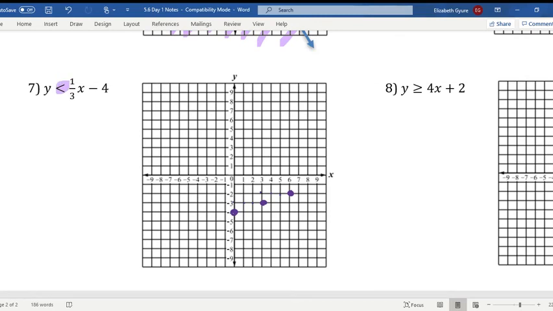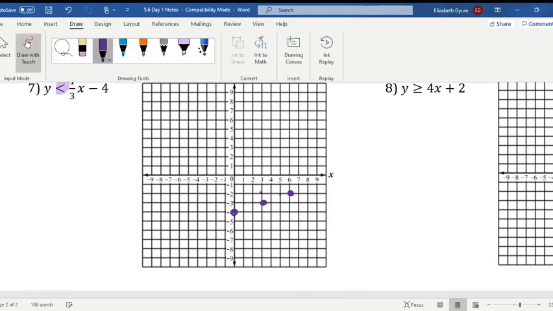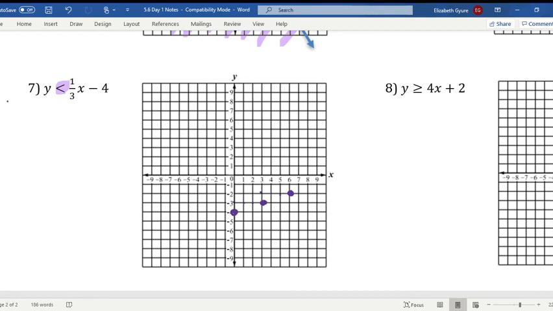So now we have this symbol here, just a regular old less than. Hayden, if it's less than, do you think we should use a solid or a dotted line? That's okay. Yes, this should definitely be dotted. No, that's okay, I know that happens. So yeah, this should be dotted.